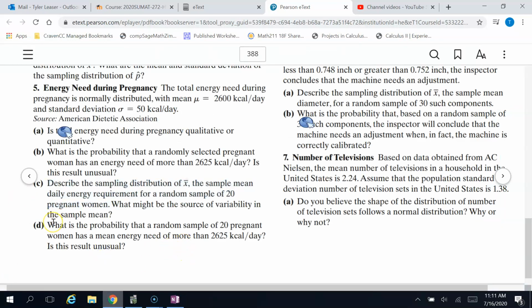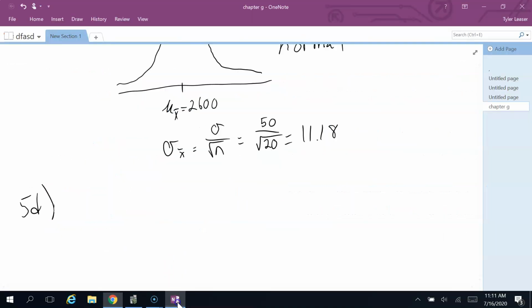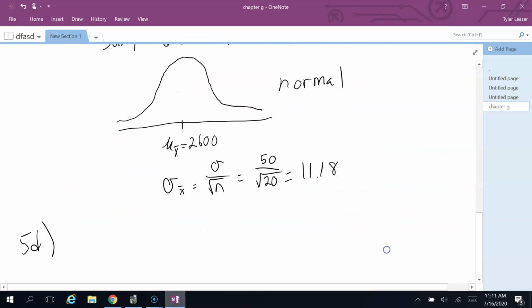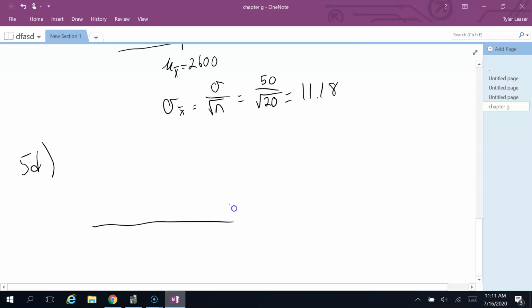So D, what is the probability that a random sample of 20 pregnant women has a mean energy need of more than 2,625 calories per day? Is this unusual? I forgot to say if the original one was unusual. We'll go back and talk about that after we find this probability. Anytime you're asked to find the probability and they give you a sample of individuals, you have to use the sampling distribution, which means that we're using the same picture that we just made for part C.